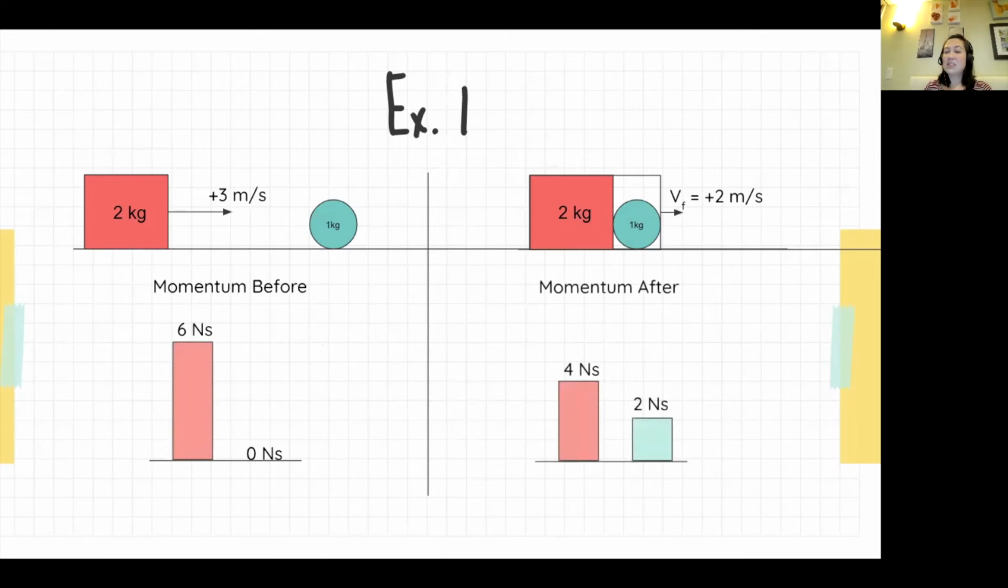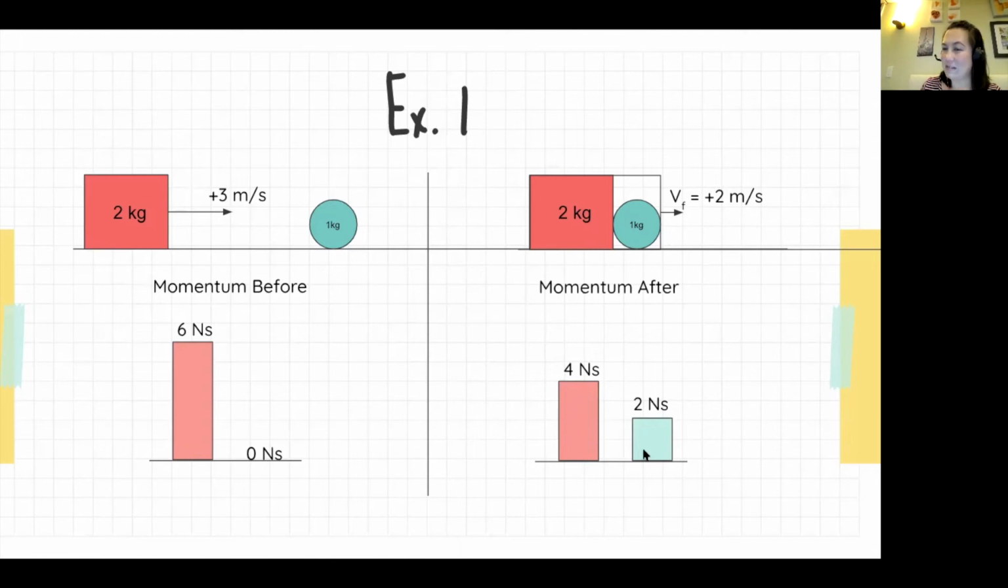As a result of this collision, blue gains momentum. How to figure out how much momentum it has? Well, blue is going to gain 2 meters per second times 1. Blue now has 2 Newton seconds of momentum, meaning red has to have 4. So 6 plus 0 equals 4 plus 2.